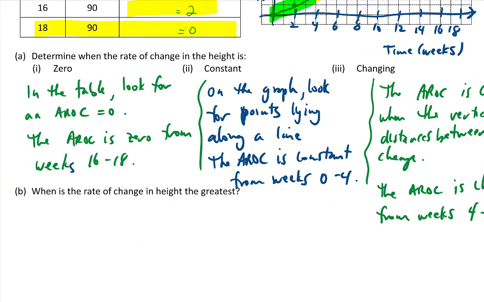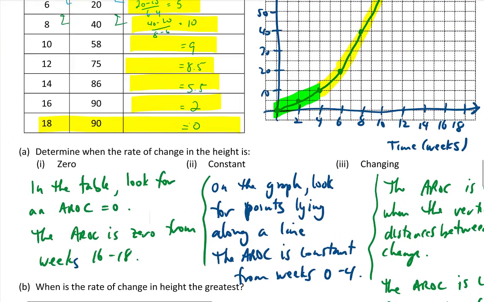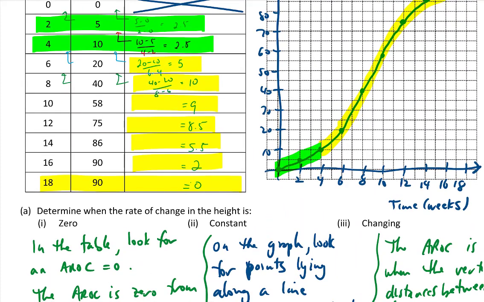B, when is the rate of change in height the greatest? So we're either going to look for the steepest line in the graph, or we're going to look for the highest number for the rate of change. And you can see that happens here. So that's between weeks 6 to 8.